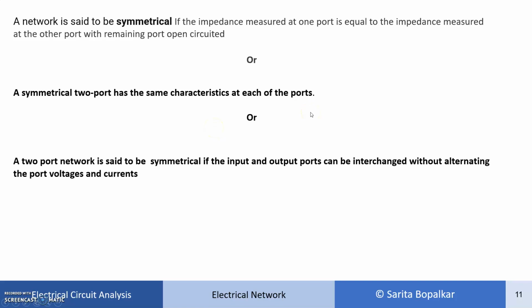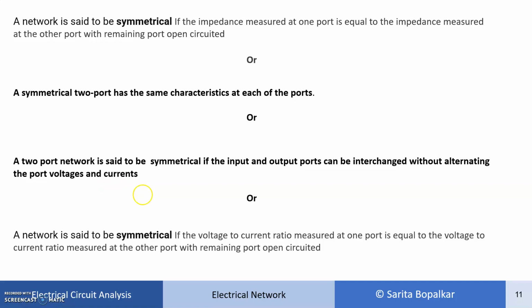Or another definition, a two-port network is said to be symmetrical if the input and output port can be interchanged without altering the port voltage and current. In other words, same definition we can express.